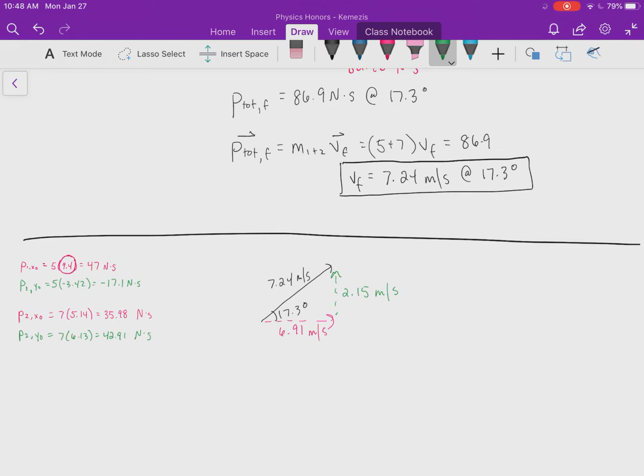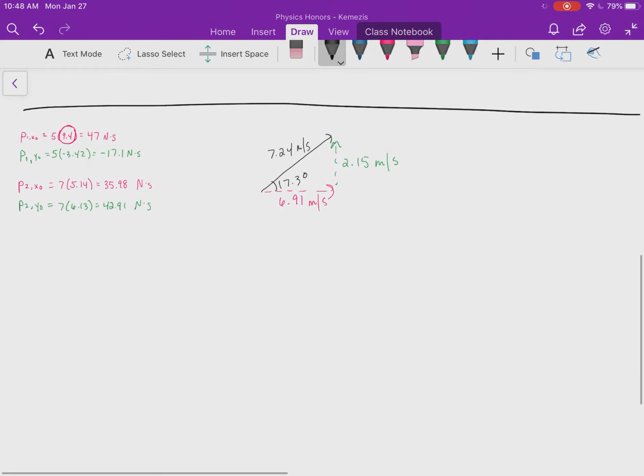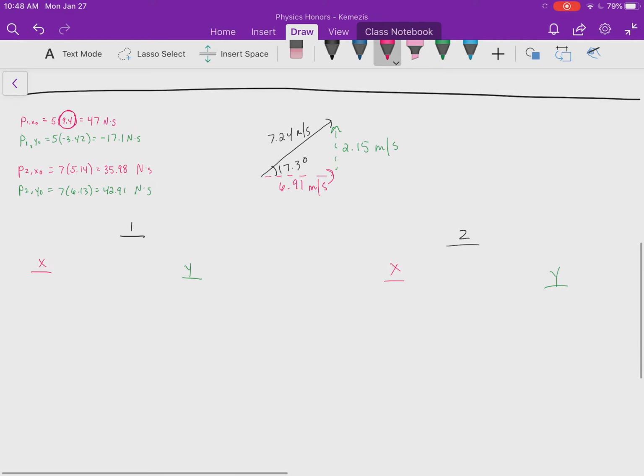Now remember, this is the final velocity for that whole object, and both mass 1 and mass 2 are encompassed in this object. So you're going to see that the final velocities in the x and y direction are going to be similar, but it's the masses that we multiply that are going to be different. So we're interested in both objects. For object 1, it's going to have an x and y momentum change, and the same thing is going to happen for object 2, x and y.